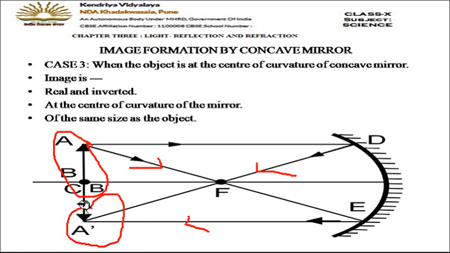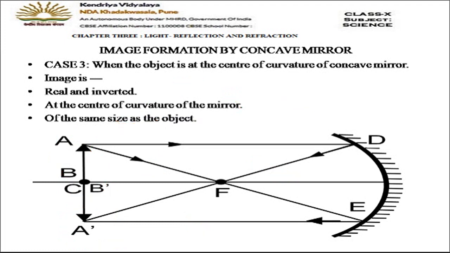Okay, and you can see the image formed will now be inverted because rays are actually meeting, so it is a real and inverted image. Then what is the position? You can see that the image is formed at point C, so the image is formed at the center of curvature. Fine, and very important, the size of the object is the same as the size of the image, so the image formed is of the same size as the object. Okay, so this is case number 3, that when the object is at C, the image is also formed at C and it is real and inverted.